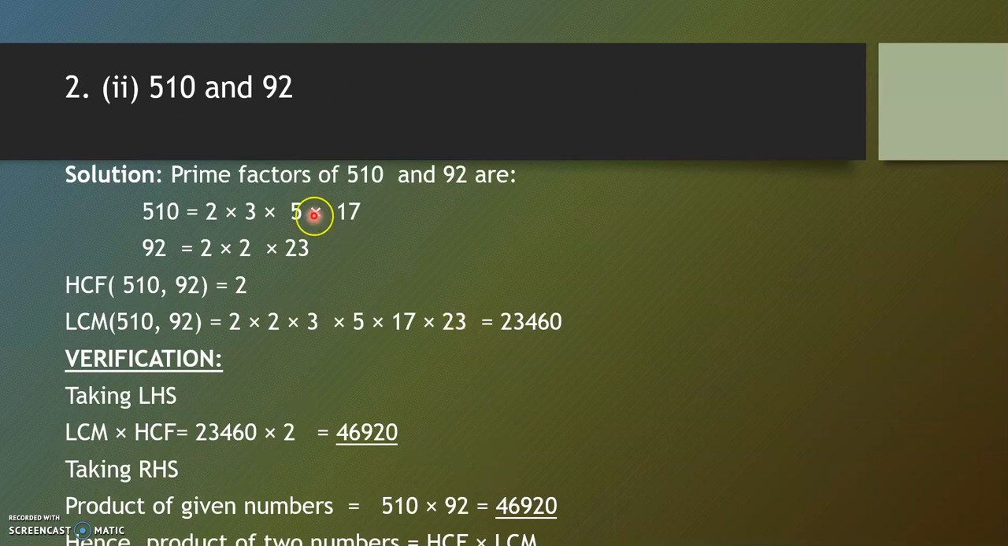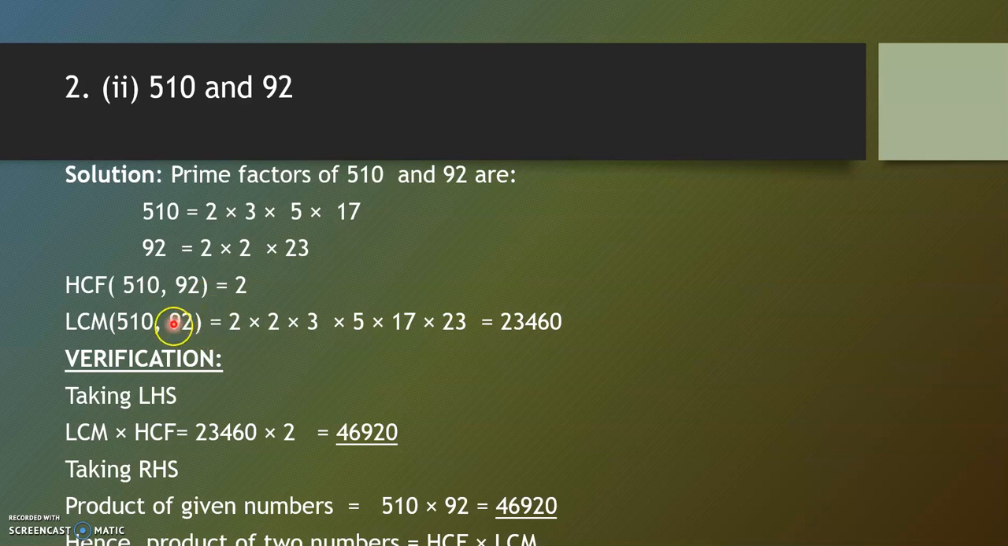Now again the second question, 510 and 92. You have to find out the prime factors. It will be 2 into 3 into 5 into 17. You can do it in your copies. 92, 2 into 2 into 23. And the highest common factor in both of them is 2.